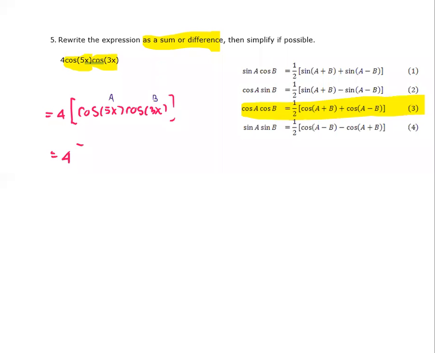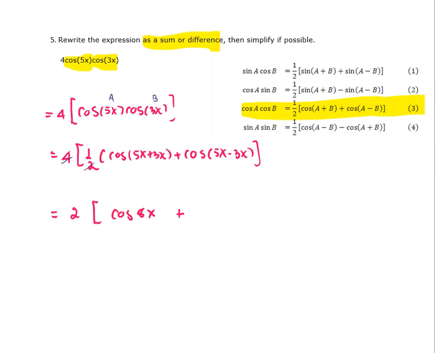That means we have 4 multiplied by 1/2 multiplied by the cosine of the sum, or 5x plus 3x, plus cosine of the difference, or 5x minus 3x. Simplify if possible. So 2 and 4 reduce to the coefficient 2 multiplied by cosine. The sum becomes 8x and the difference becomes 2x. And this is the result for number 5.